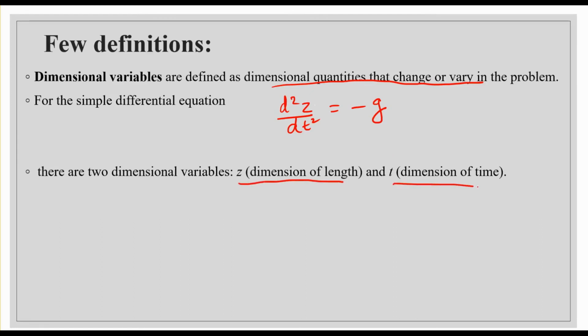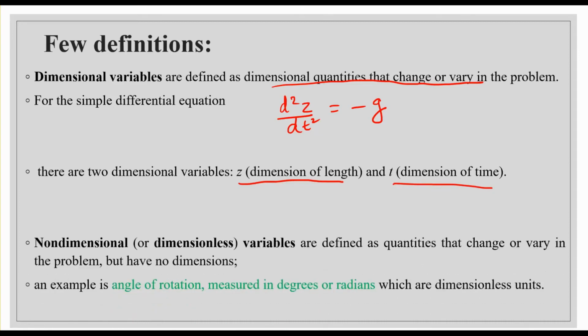So what are non-dimensional variables? Non-dimensional variables are defined as quantities that change or vary in the problem but have no dimension. So this is important: those variables or quantities which have no dimension but can vary in the problem. For example, the angle of rotation, measured in degrees or radians, are dimensionless units.